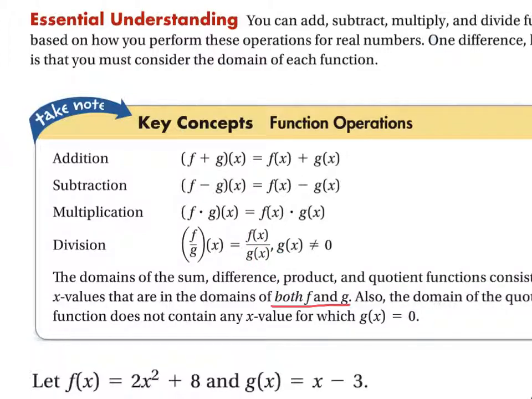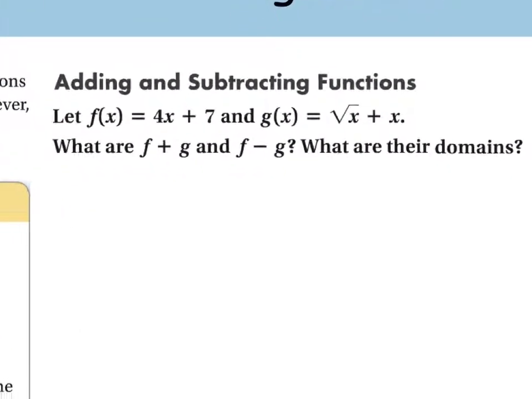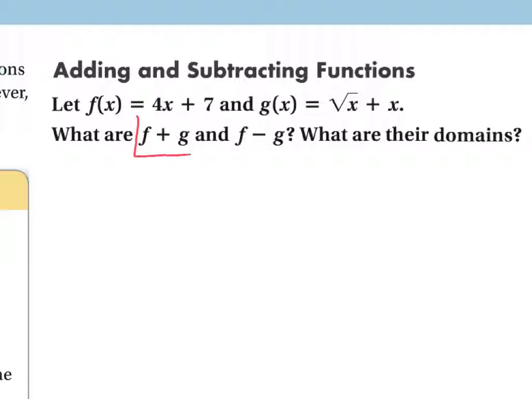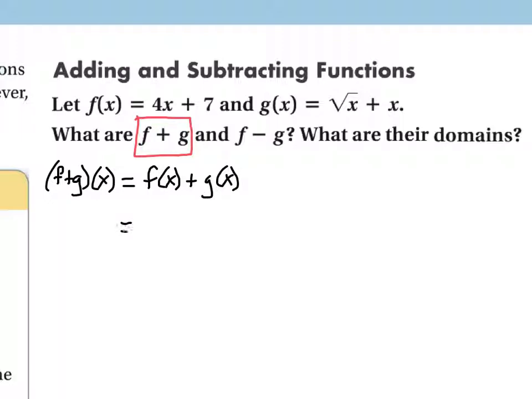So let's start with an example. We'll go ahead and do just the addition part for now. So we have our two functions, f of x and g of x, and we want to add them together. So I want (f plus g) of x. And again, that literally means the f of x function plus the g of x function. Well, the f of x function is 4x plus 7, and our g of x function is the square root of x plus x.